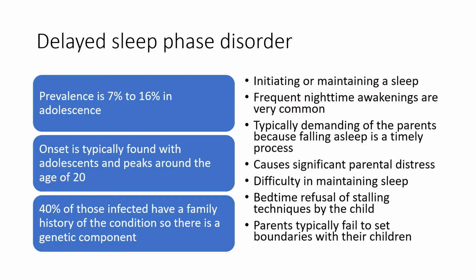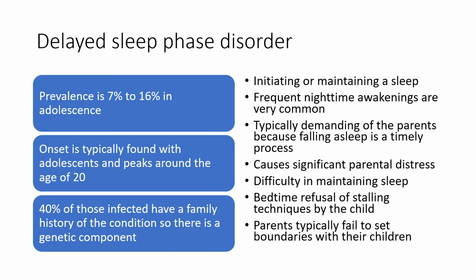The prevalence of this disorder is around 7 to 16% in adolescents. The onset is typically found with adolescents and peaks around the age of 20, almost the years that they go through puberty. And once they reach the age of 20, they become somewhat normalized. 40% of those affected have a family history of this condition, so there is definitely a genetic component.